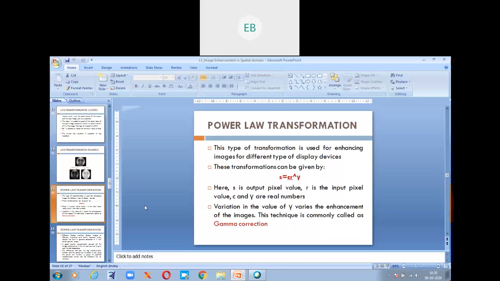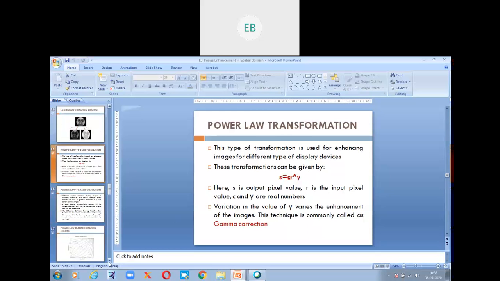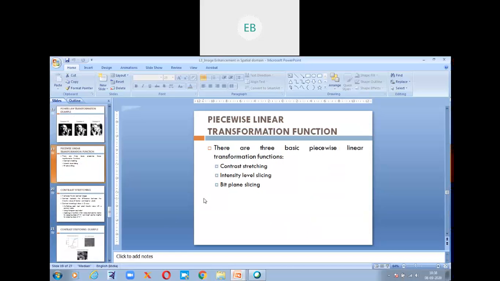Okay, so in the exam, most of the time you can get this question: differentiate between log transformation and power law transformation, that is, what is the main difference between them. Then you can simply write the equations for both transformations and differentiate using these equations. Okay, then what is piecewise linear transformation?